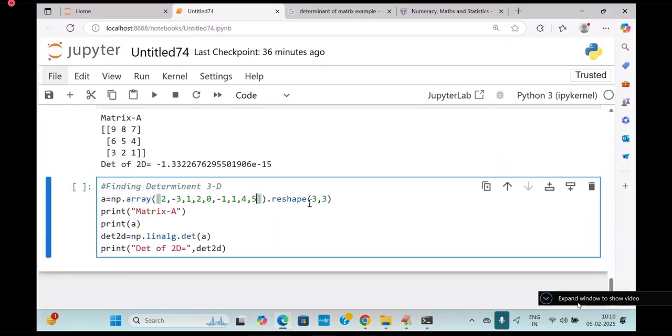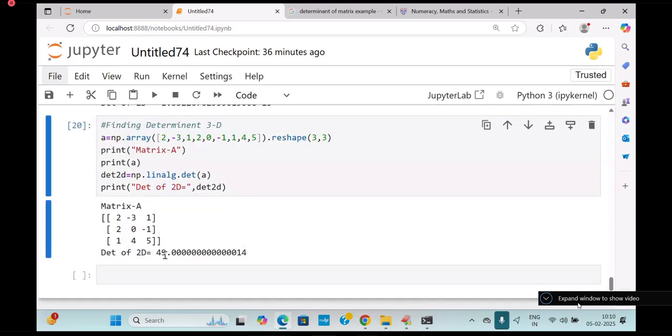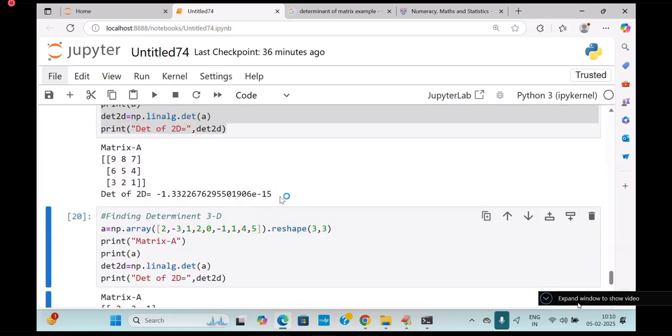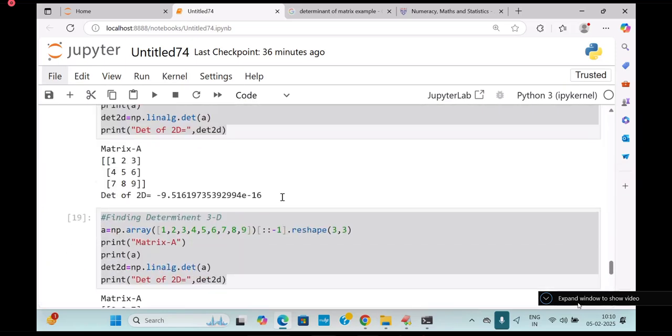This is my data. Reshaping of 3 rows and 3 columns, totally 9 elements. And see this answer now. 49 is coming, 49 is also coming. Are you following? Like that, one can calculate. A negative value is coming, and you can understand that.